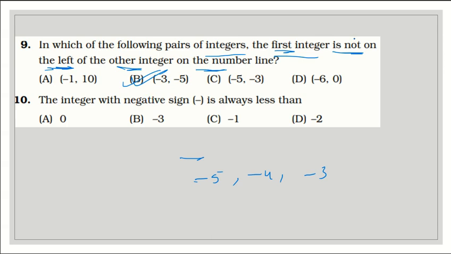So here, as he said not, -3 is always to the right of -5, but he gave -3 being the first integer left of the other. It won't be. The integer with the negative sign is always less than 0. All the negative integers are less than 0. So the right option is A.